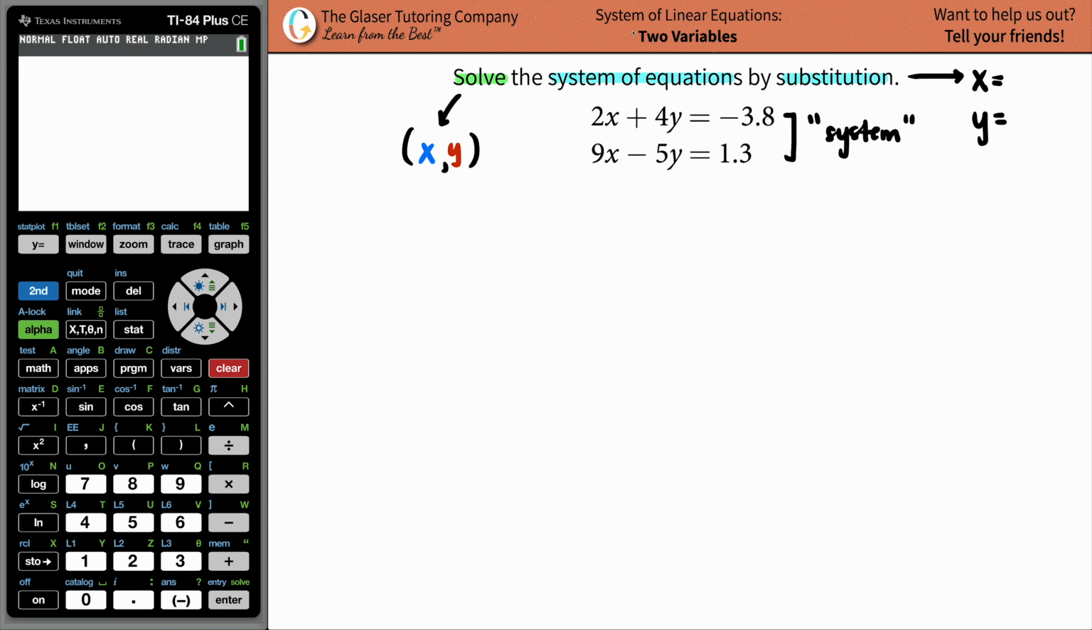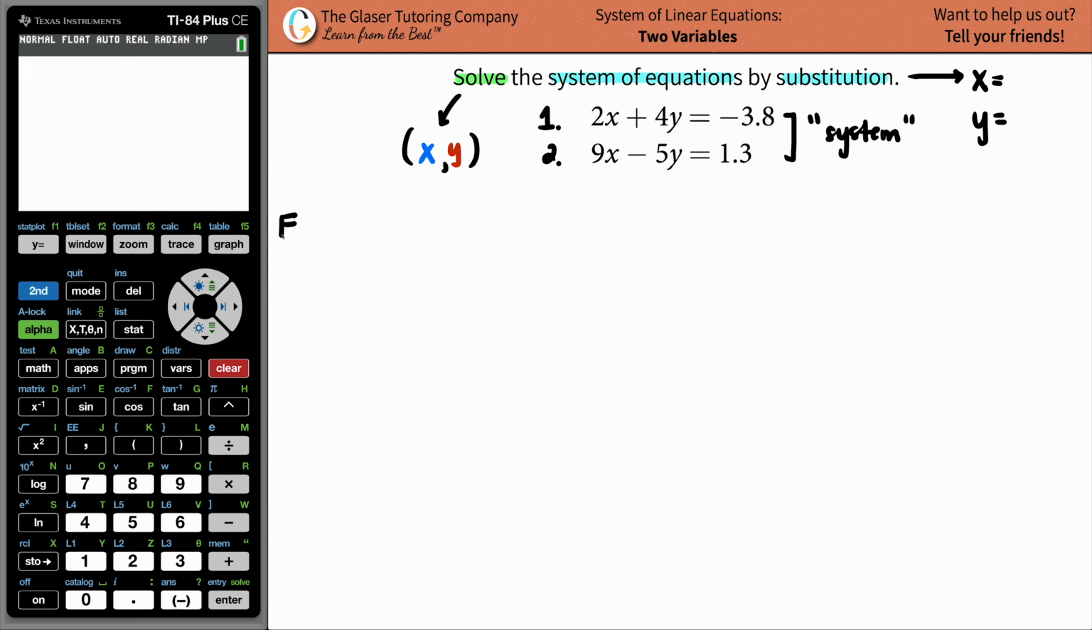The next tip is to try to pick the equation that has something in common. I see on this one, I got 9s and 5s and 1.3. But in this one, I got 2s, 4s, and 3.8, and it seems like they can be divided somehow by 2, especially 4 and 2, and I can divide 3.8 by 2. So what I'm going to do is take equation 1. We'll say that this is equation 1 and this is equation 2.